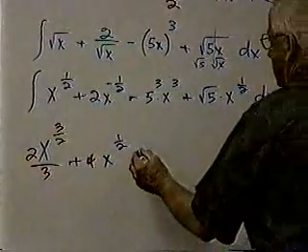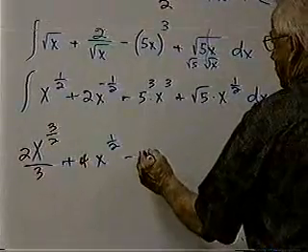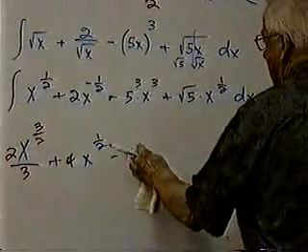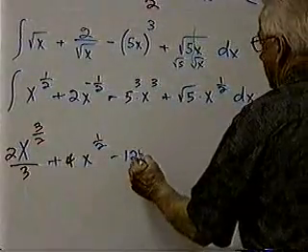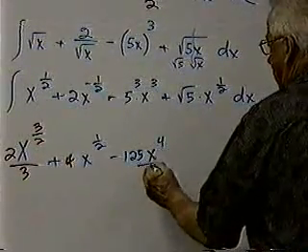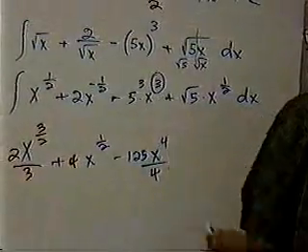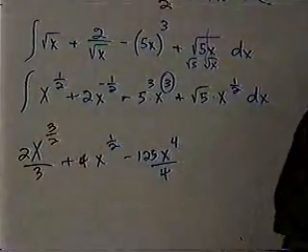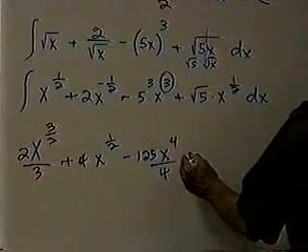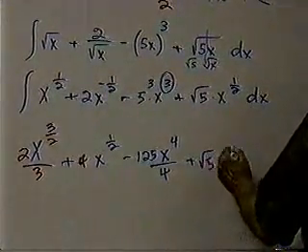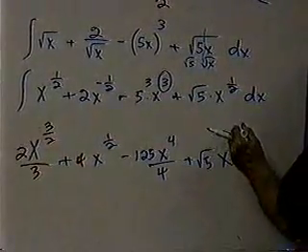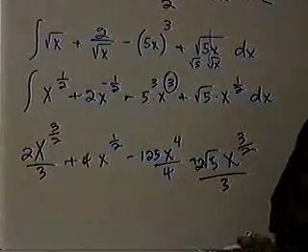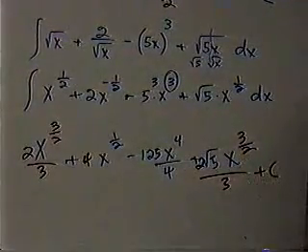Right? Then this is a minus 125, excuse me, 125 x to the 4th power over 4. Don't do the power on the number. That still is 5 to the 3rd power. Okay, then plus the square root of 5, x here again is the 3/2 over 3/2. Plus c.